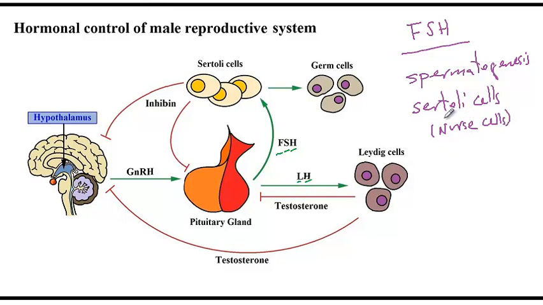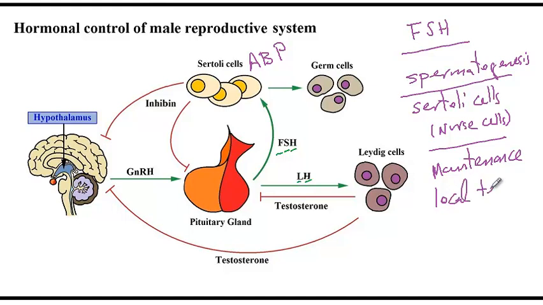Now, Sertoli cells also produce an androgen binding protein, and it helps maintain the local levels of testosterone. So there would be maintenance of the local levels of testosterone by production of the androgen binding protein. Now, I'd like to mention here that Sertoli cells also have other functions, and these include, for instance, formation of tight junctions in order to provide a blood-testes barrier.